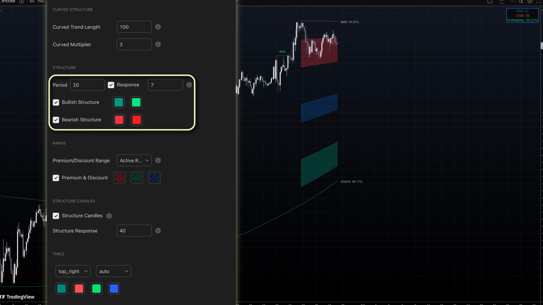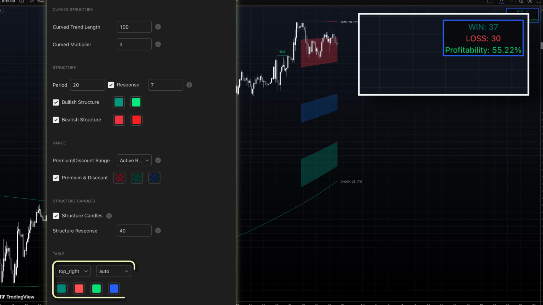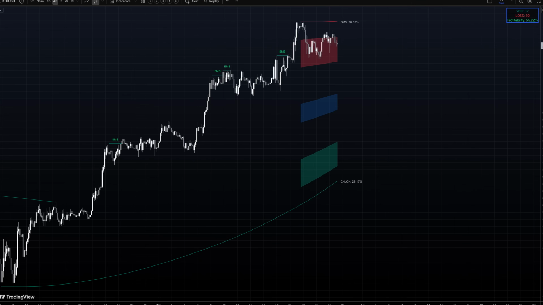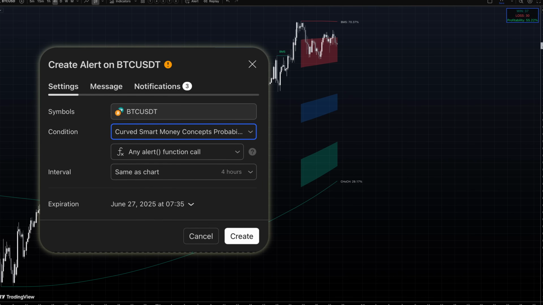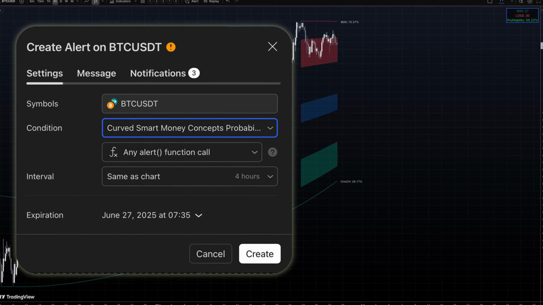Visualization features include curved structure candles, premium discount zone shading, and probability tables displaying real-time win-loss statistics. Alerts notify users of structure breaks, along with associated probability data to support decision-making.